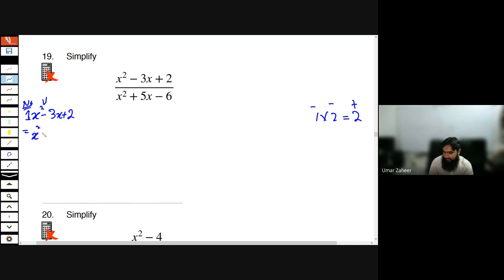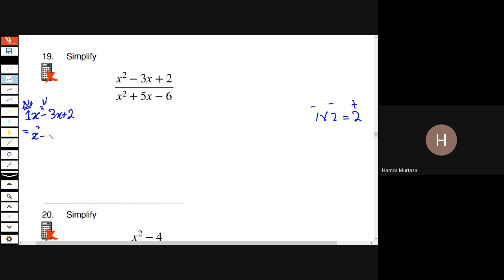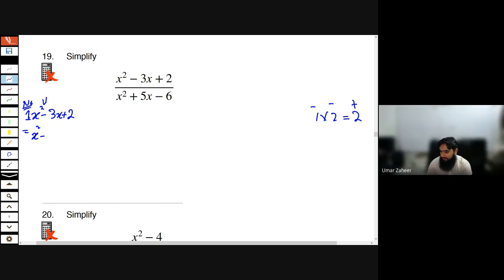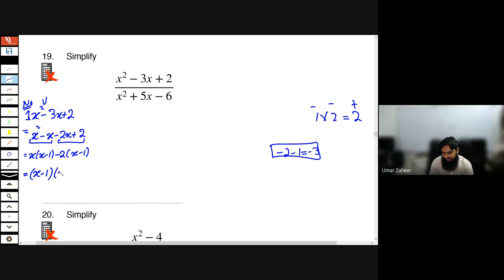So we are going to break it. Minus 2 minus 1 is going to be minus 3. Yes, same signs, you have to add the numbers and keep the sign of the bigger one. So minus x minus 2x plus 2. Now in the first two terms you have x common, you will get x minus 1. In the second two you have minus 2 common, you will get x minus 1. Now x minus 1 is common, you will get x minus 2 left. All right, this is the numerator.